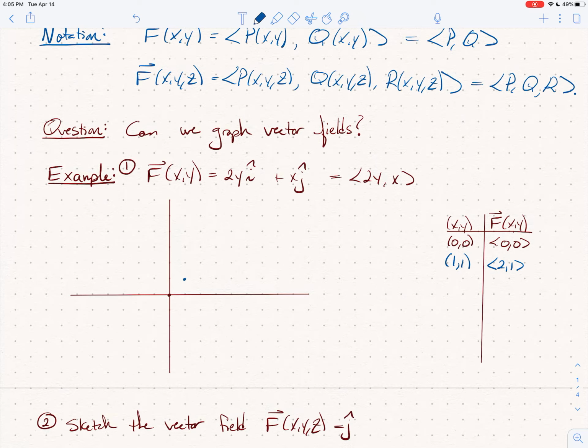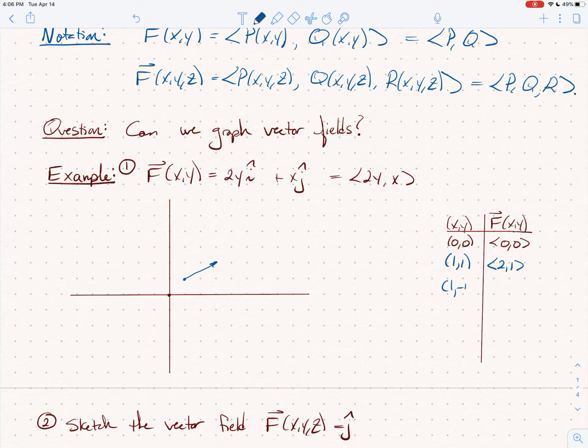Let's actually erase it and do it again. You would say, okay, the vector 2, 1 says go out 2 in the x direction, up 1 in the y direction. So I'm going to go out 2 and up 1, and then that's that vector. And you can actually see how it goes. So let's graph a couple more just to play around with this.